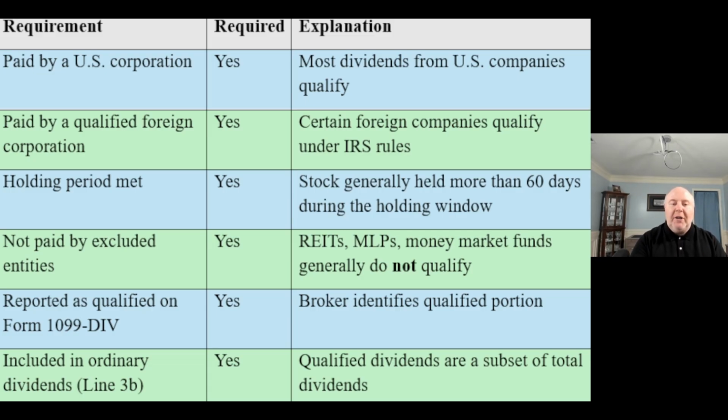The next one is that you have to have a specific holding period. That holding period is going to be 60 days in basically a 121-day period. So 60 days before and 60 days after your ex-dividend date. That's basically what you're looking at. During that 120-day period, you have to have had it for at least 60 days.